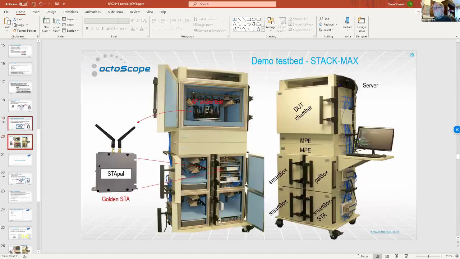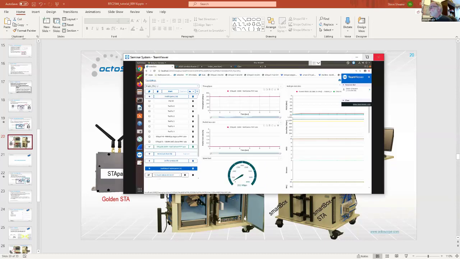So I'm going to run a demo for you here. This is what the practical system looks like. In the top chamber, we have an access point. The lower chamber is a PAL box. Actually, there are 16 individual stay PALs in there, but we're just going to connect to one of them. So let me bring this across.